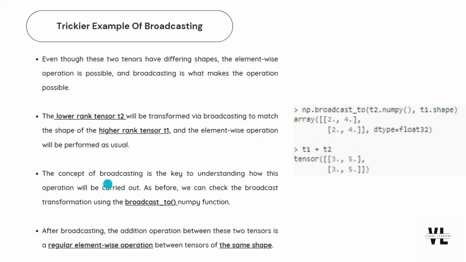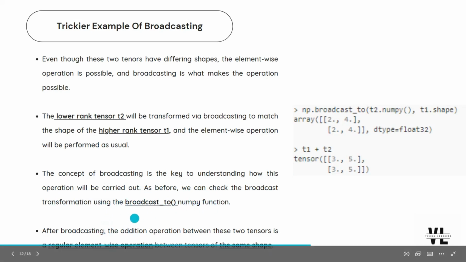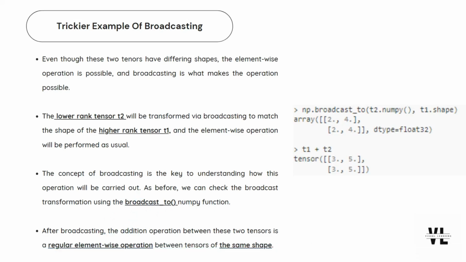The concept of broadcasting is the key to understanding how this operation will be carried out. As before, we can check the broadcast transformation using the broadcast_to NumPy function. After broadcasting, the addition operation between these two tensors is a regular element-wise operation between tensors of the same shape. So once it is transformed into the same shape as the first tensor, then we can carry out the element-wise operation.